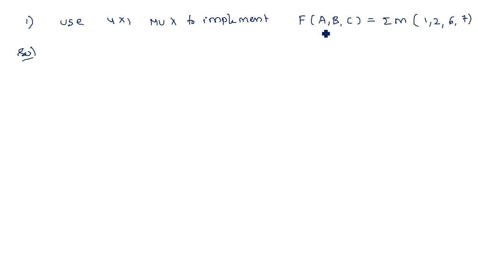But here, if you consider A, B, C as selection lines, that will give you a total of 8 inputs. Then it will become 2 power 3 is equal to 8, meaning 8 by 1 multiplexer. That is not the case here, because it is clearly mentioned to use 4 by 1 multiplexer. That means only two selection lines must be considered out of these three, and one must be chosen as input. Okay.